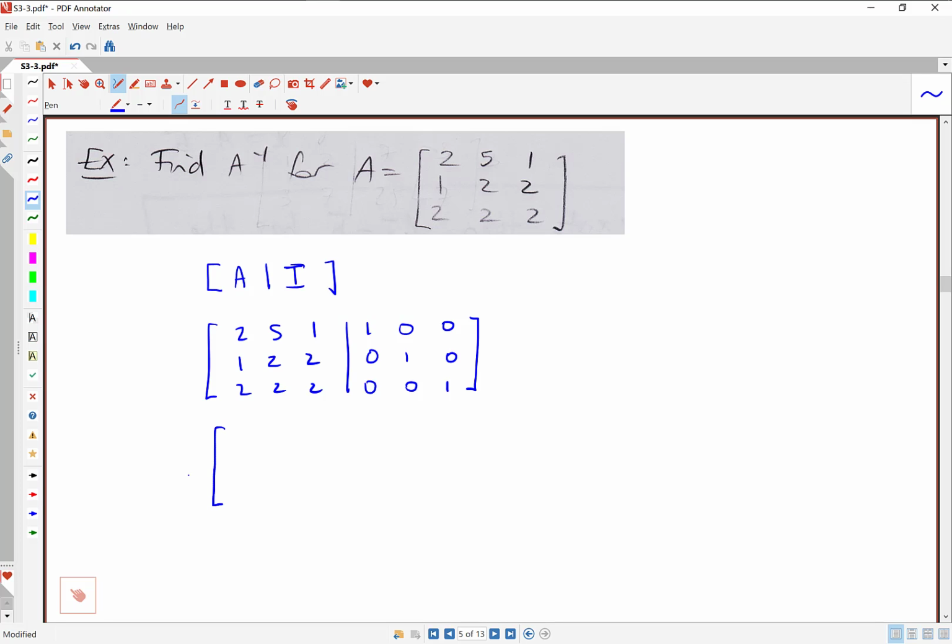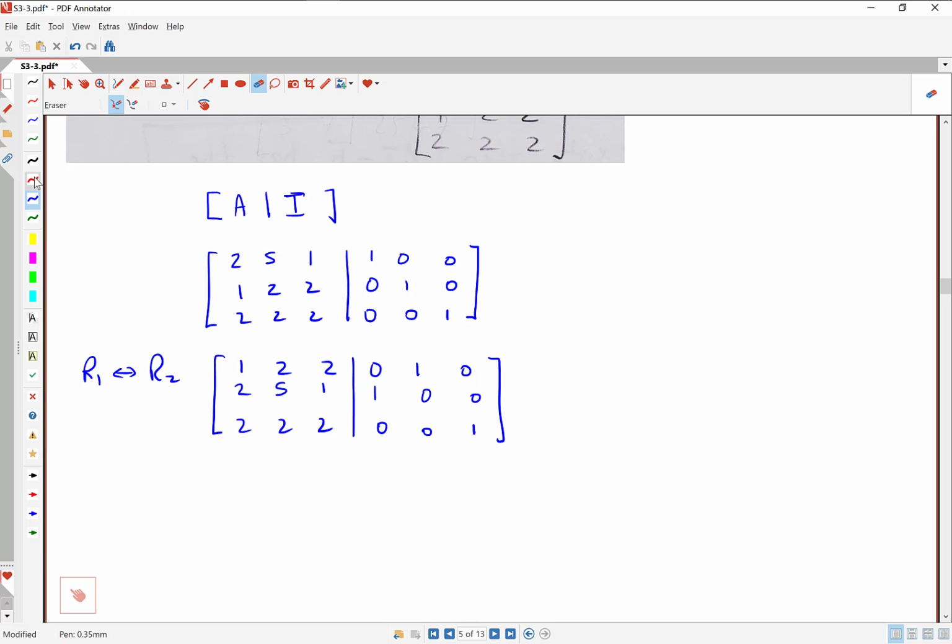So first thing we might do here is just a row swap. Let's swap the top two rows. So whatever we do to the left side of the matrix, we need to do to the right side as well. In other words, we're thinking of this entire thing as row 2, and that entire thing comes up to the top. So now we're going to use this 1 as a pivot to clean up the rest of that first column. So we will do row 2 minus 2 row 1, and also row 3 minus 2 row 1.